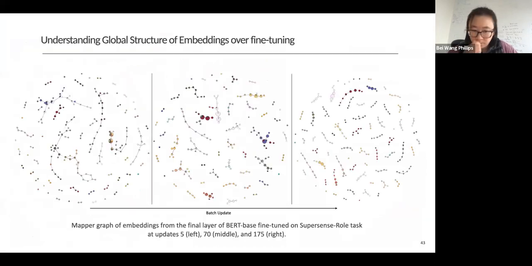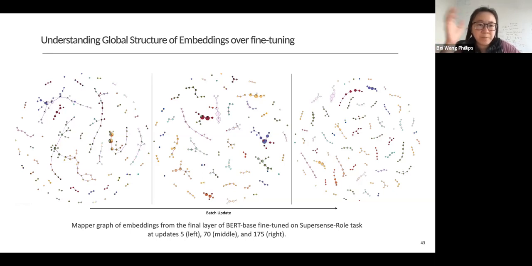So what are the use cases? The first thing we're going to look at is how my mapper graph changes during fine-tuning. Think about the mapper graph on the left as the original mapper graph of a model before fine-tuning. The right is after fine-tuning. We do 175 steps of fine-tuning.